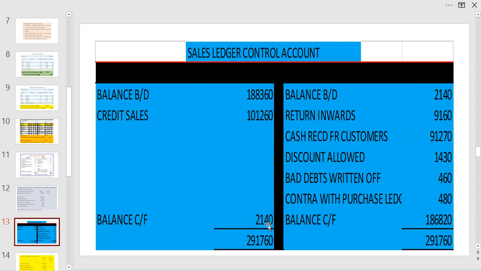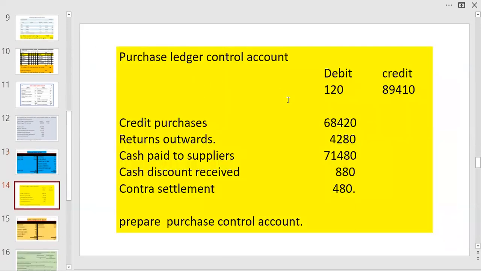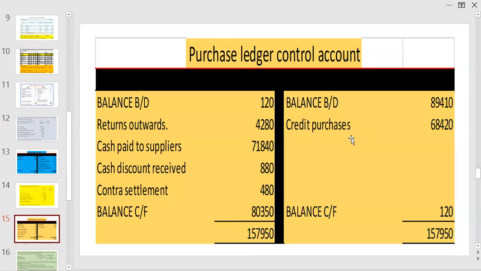Next question is about purchase ledger control account. Here again, minority debit balance and majority credit balance is given. Credit purchases credit, return outwards debit, cash paid to supplier debit, cash discount received debit, contra settlement obviously debit. Balances extracted have been extended to do the further answering of the question.